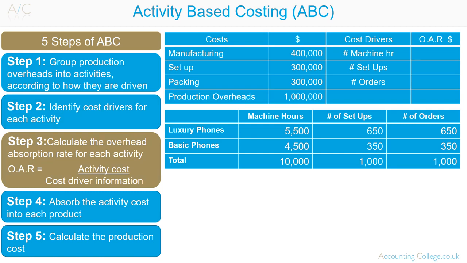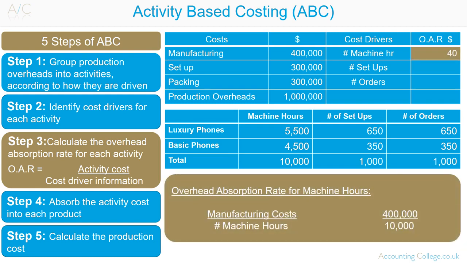Step 3. Calculate the overhead absorption rate for each activity. For example, say we have 2 types of phones, a luxury phone and a basic phone. The luxury phone takes 5,500 machine hours, 650 setups, and 650 numbers of orders. The basic phone takes 4,500 machine hours, 350 setups, and 350 numbers of orders.